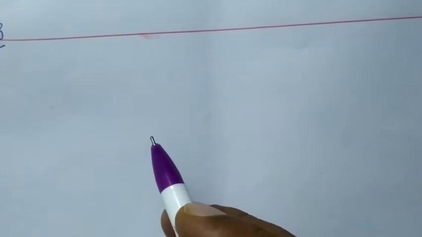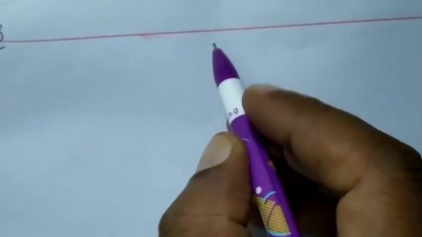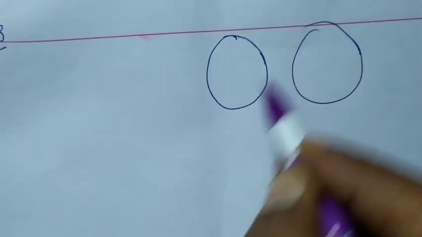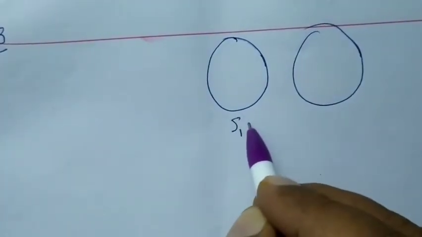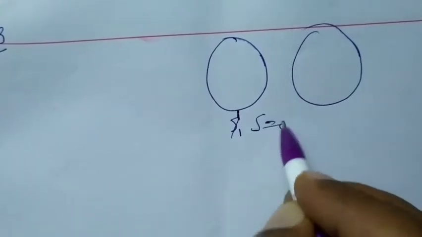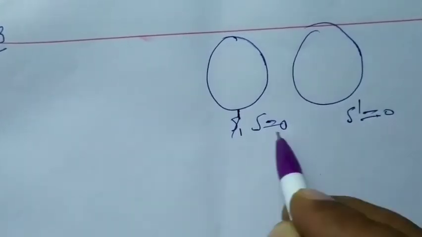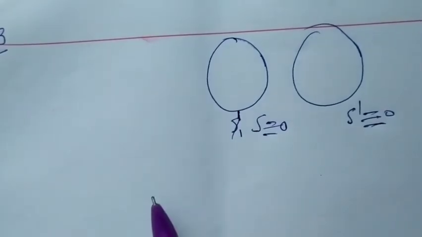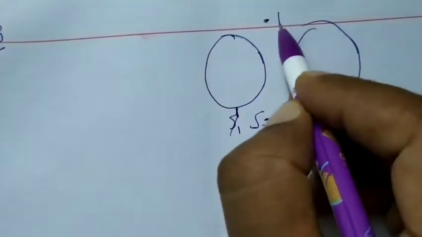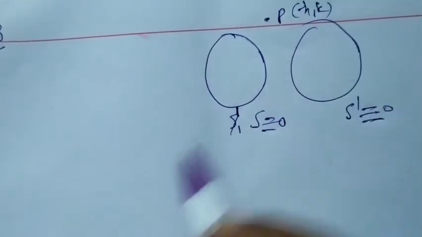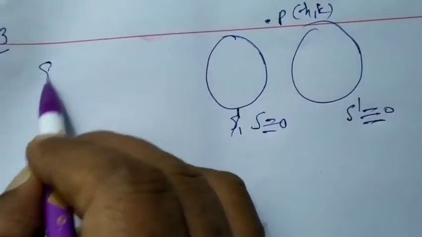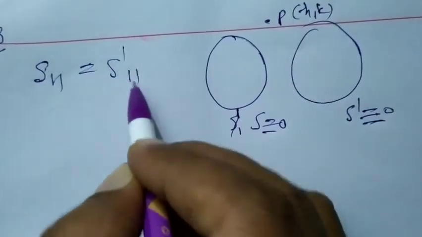See the next point. The first and second parts we have discussed. The third point is the radical axis condition, S11 is equal to S'11. Suppose these two are circles, S = 0 and S' = 0. If P(h, k) belongs to the radical axis, then simply we can write S11 = S'11.